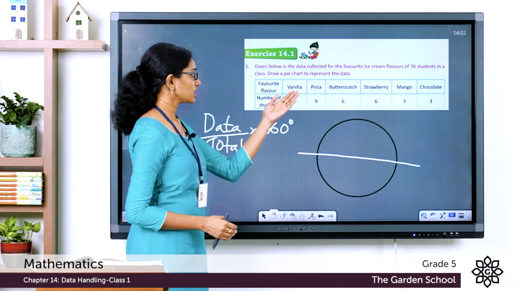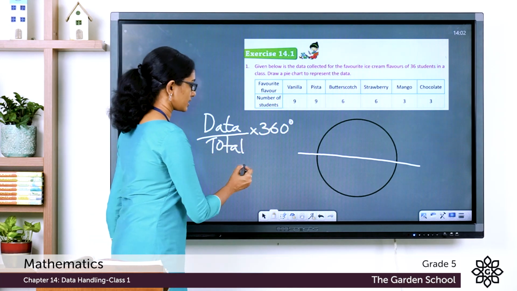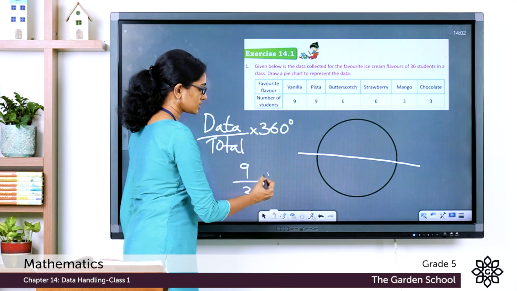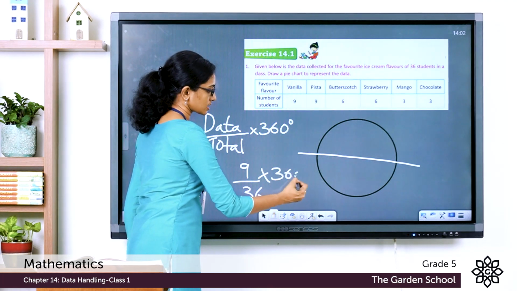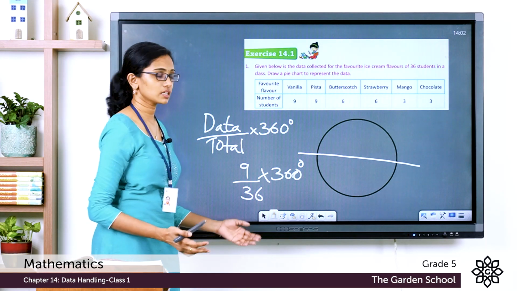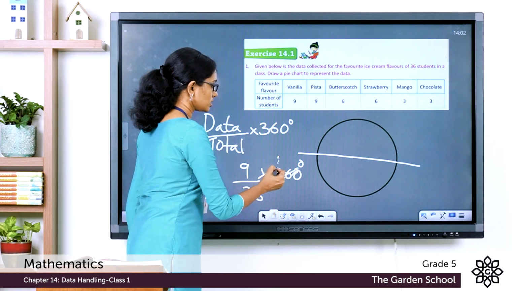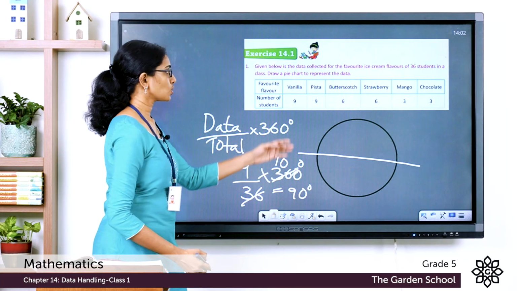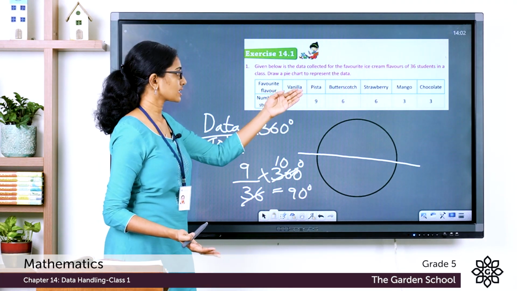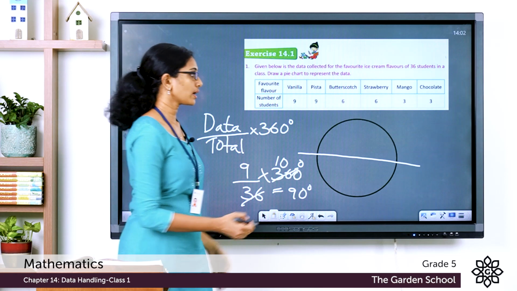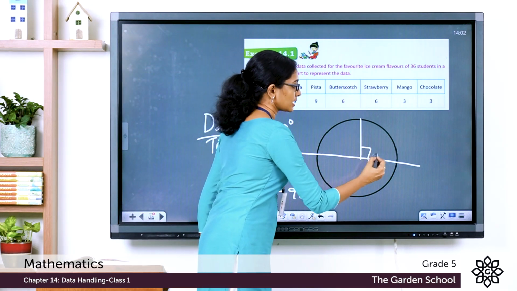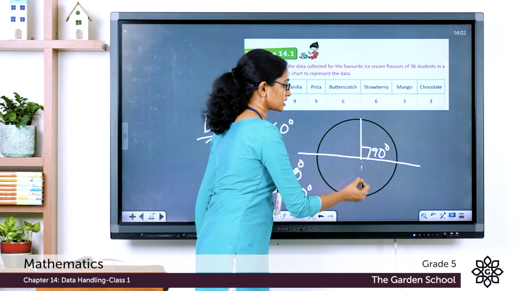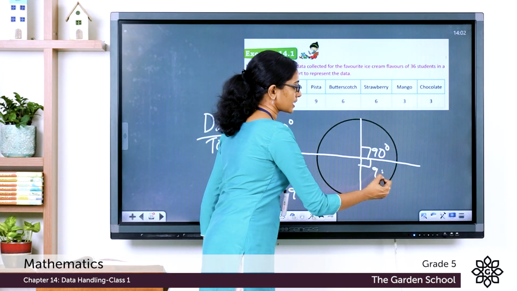For example, in the case of vanilla, the data given is 9 and the total value is 36, the total number of students, and 360 degrees, the total angle in a circle. So when you reduce this, you'll get this is equal to 90 degrees. So when you have to draw the sector corresponding to vanilla, you have to draw a sector which measures 90 degrees. Same is the case with pista, that will be another sector corresponding to an angle of 90 degrees.